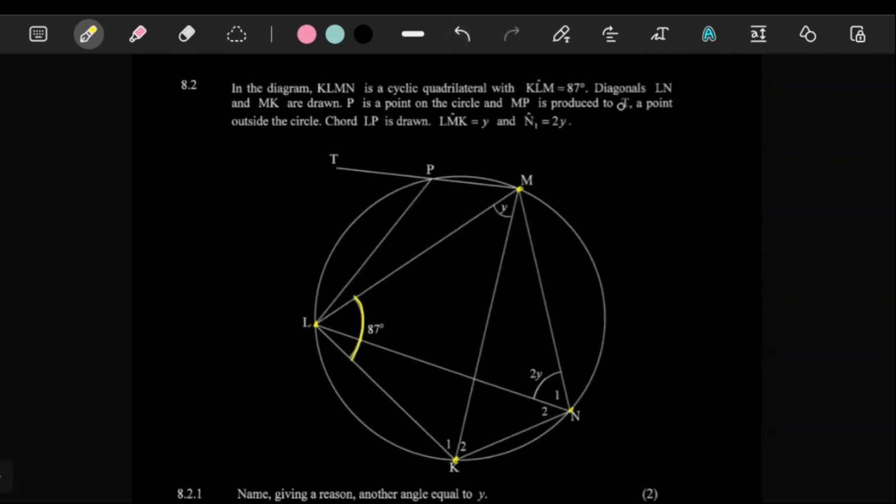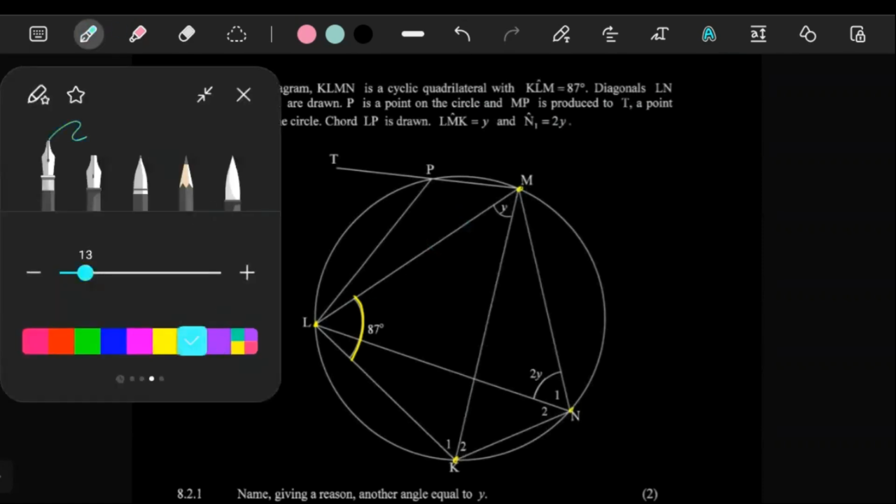And then it says here diagonals LN. Where's LN? LN is here, and then there is MK over there. Okay, yeah. So things like that, don't take it for granted.